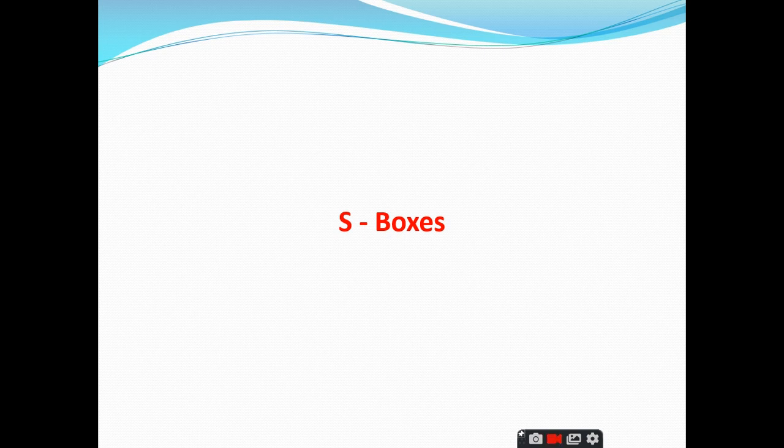Yes, sir. So now we are going to discuss one important concept which is S boxes. What does this S in S box stand for? Substitution box, sir. Super. So it represents the substitution box. Right. So how do you implement these S boxes?